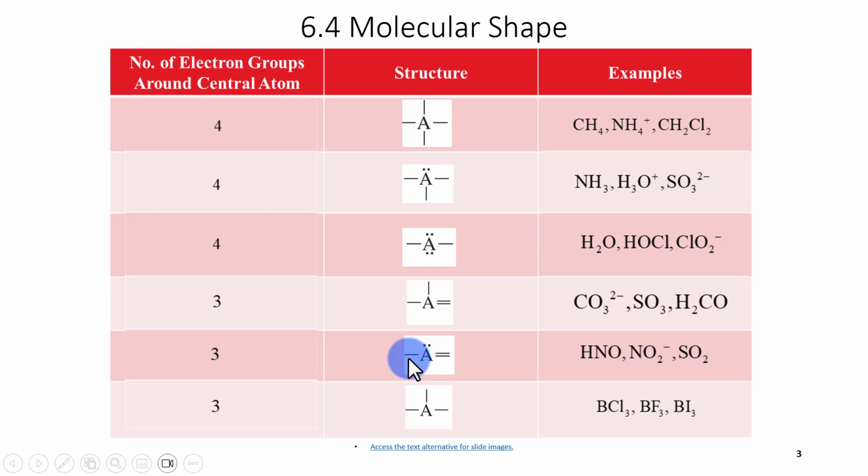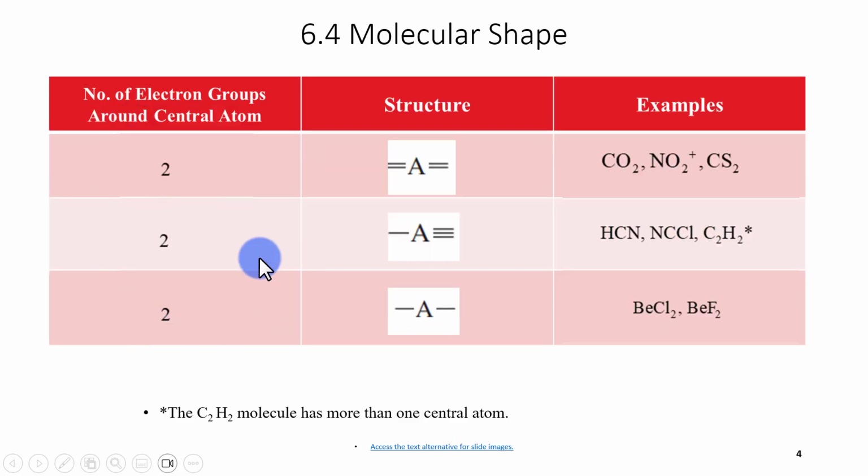And lastly, I can have a single bond, a double bond, and a lone pair on that atom. What if I have two electron groups only around the central atom? Here are the different possibilities. I can have a central atom that has two double bonds, one on each side. These are counted as one electron group here and another electron group here.